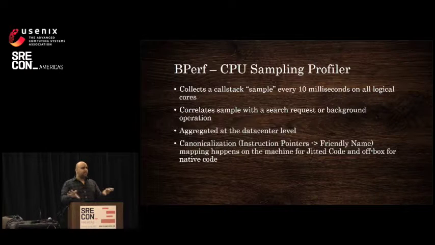And then finally, the last thing that we do on the machine is, since we're managed code, there's jitting involved. The actual code that developers write gets placed in memory and then jitted in memory at different locations. So we actually have to do a step called canonicalization, which is where we take the addresses that we see from the profiling tools and canonicalize them to a name that is consistent across the entire fleet, independent of where the code was placed in memory.